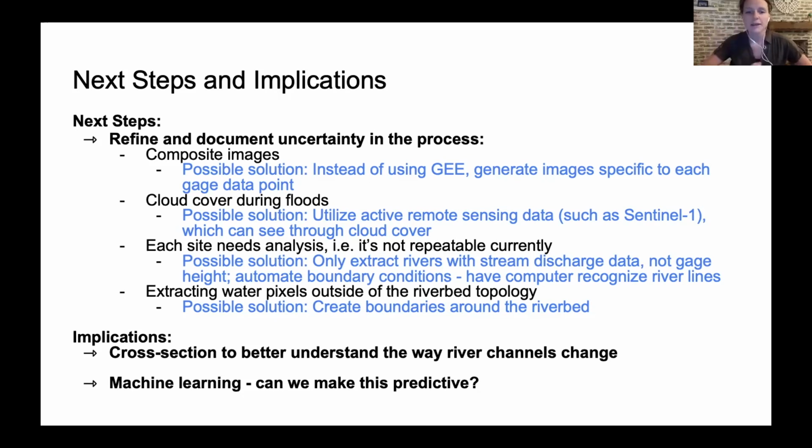The implications of this project are that we can potentially combine this kind of modeling with cross-section or channel shape data to understand how flood events impact the river shape and morphology over time, and then potentially using machine learning to make this model predictive and understanding when do we think flooding is going to occur, when will it occur, and how can we plan for that appropriately.